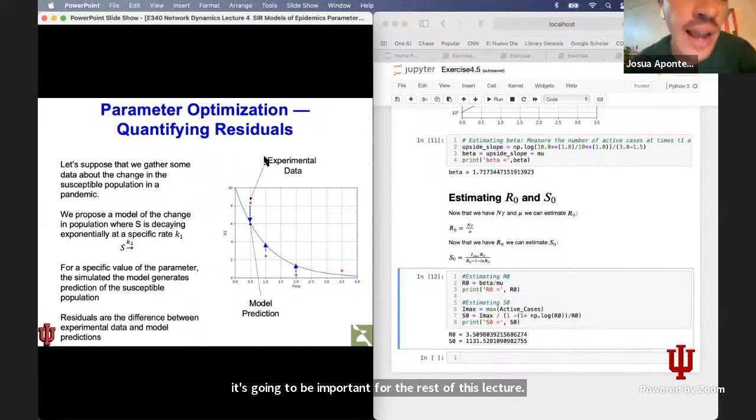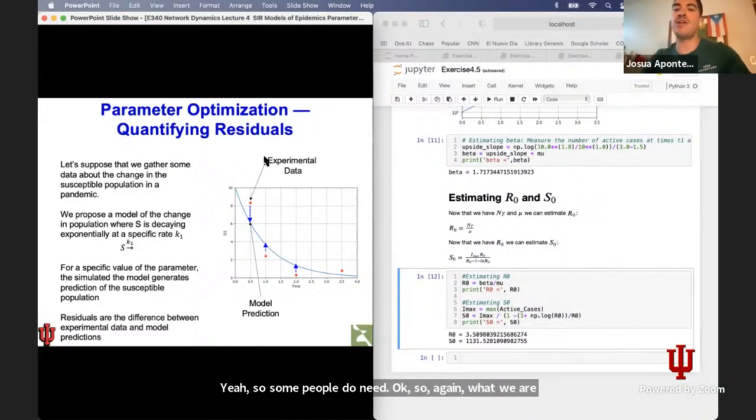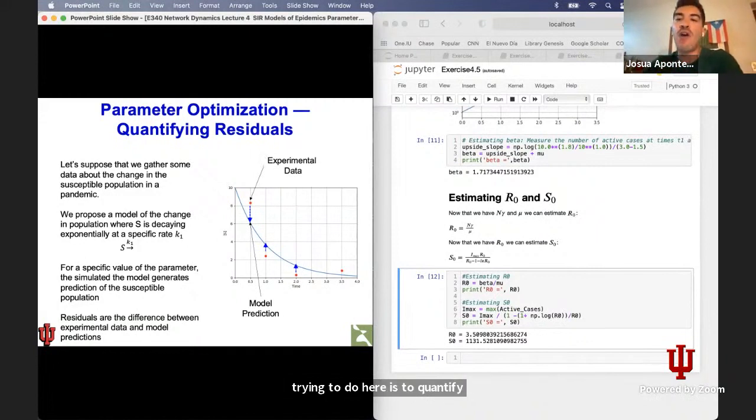Okay, so again, what we are trying to do here is to quantify how far our model prediction or our model simulation is from some data that we've gathered, let's say experimentally or in the real world. The way we do that is that we simulate the model. In this case, the model has just one parameter, K1, and it is simulated into this blue curve, which is exponentially decaying.